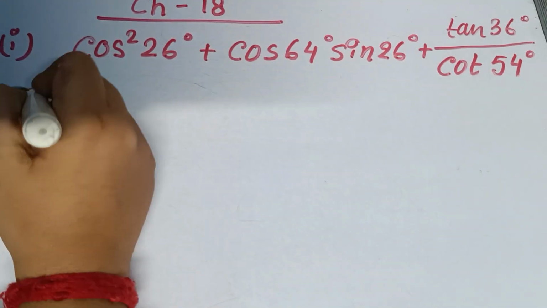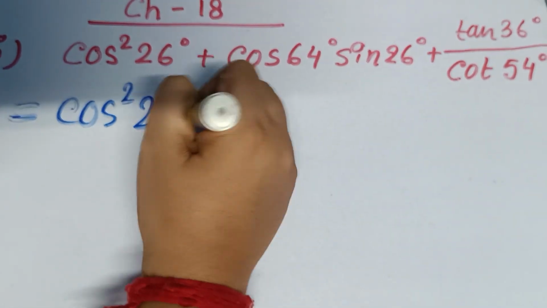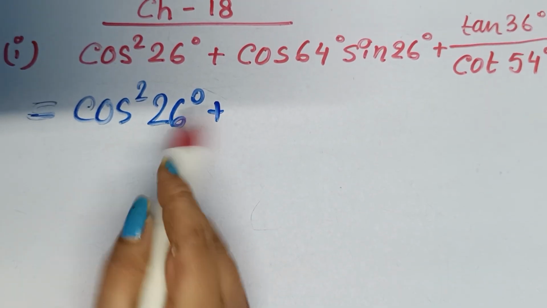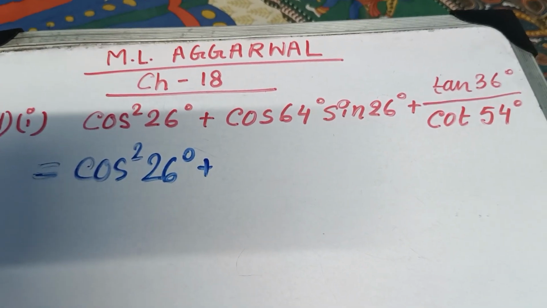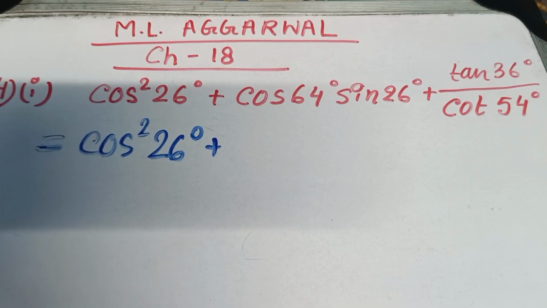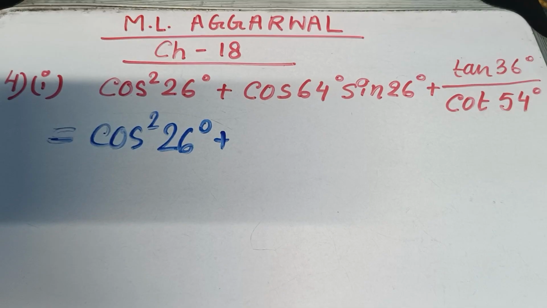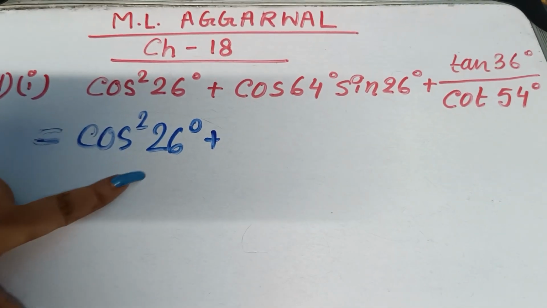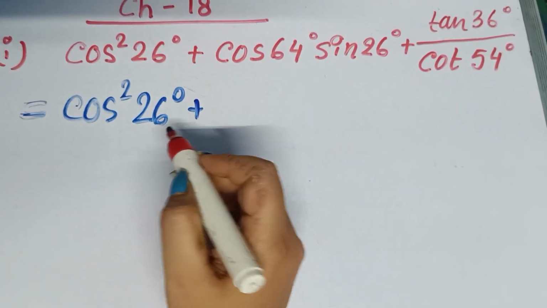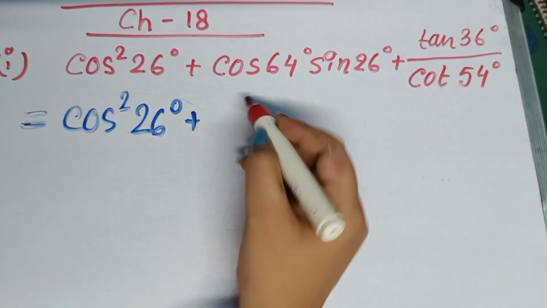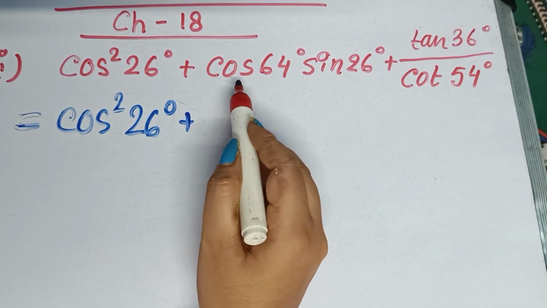So how to do it, students? See, this is cos square 26 degree plus, since it is cos square, obviously if there is one sin square, then the answer will be 1. Already we know that according to the trigonometric identity, cos square theta plus sin square theta is always 1. So I am changing the sum in terms of 26 degrees. Since 26 degree is already there, I am going to start the sum with 26 degree. Here sin 26 degree is already there, and I am going to change this cos 64 degree.